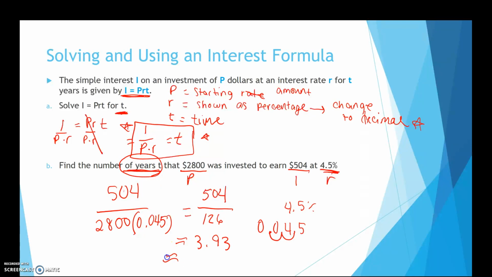So this is going to be, let's round it to the nearest whole number. So it's going to be about 4 years to invest that money with that rate that you're given. So my answer is going to be about 4 years that we invest that money.